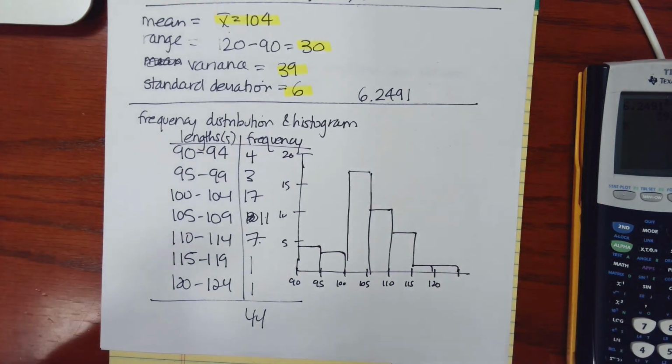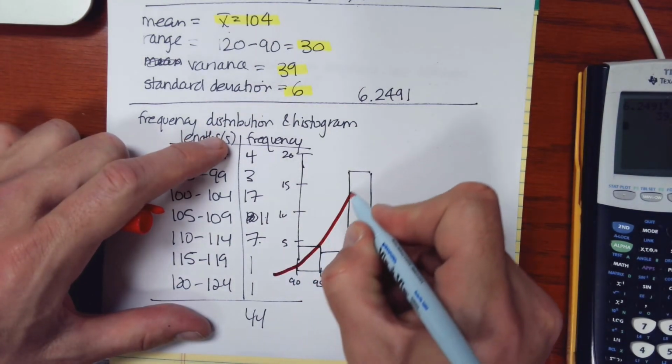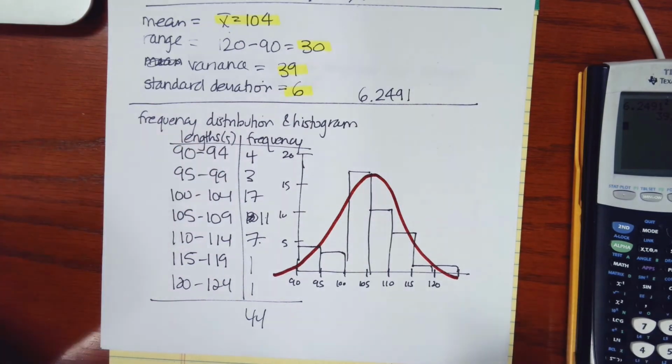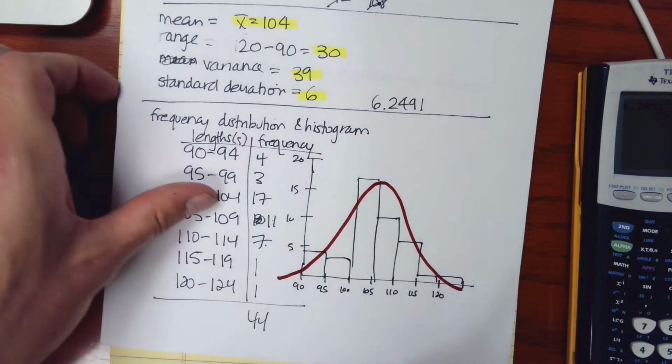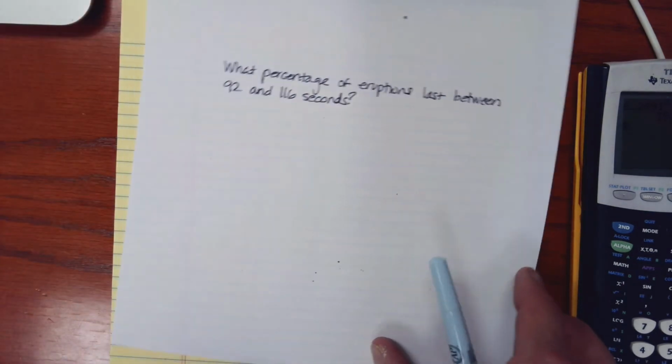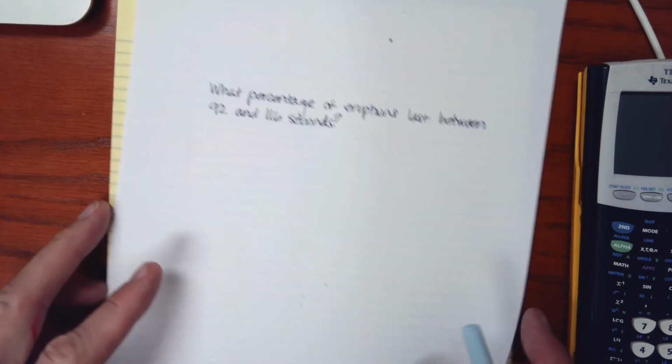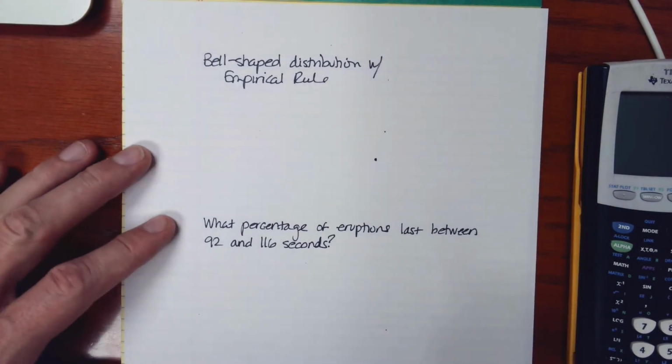So, it's not a perfectly bell-shaped distribution, but if we had to smooth this, we could make an argument that it's roughly bell-shaped. This is just sample data. And so let's proceed and let's look at how this relates to the empirical rule.